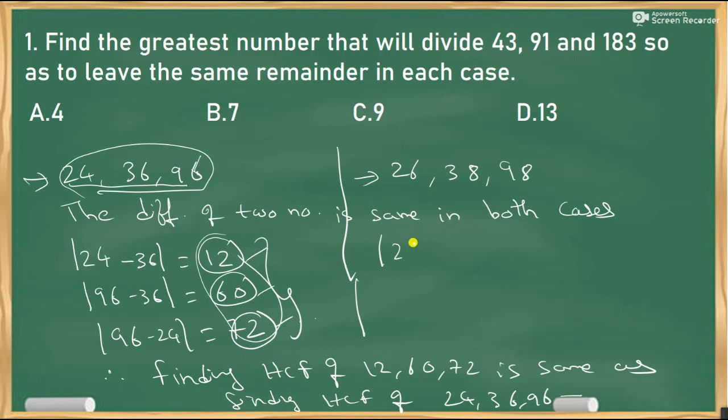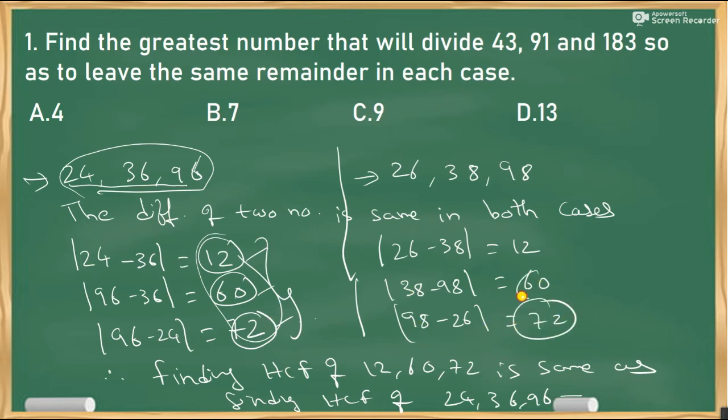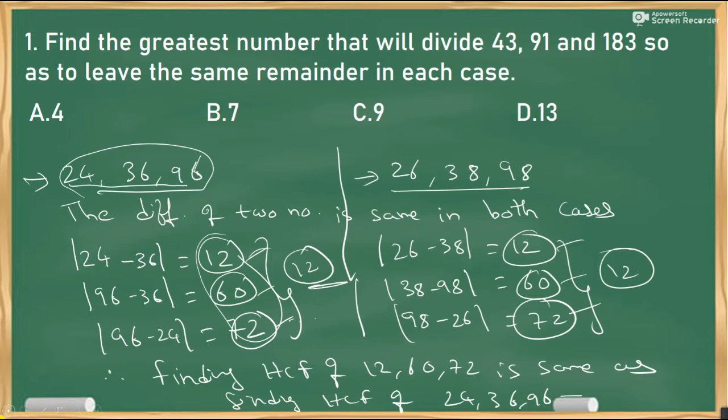26 minus 38, the difference will be 12. Next, 38 minus 98, the difference will be 60, and 98 minus 26, the difference will be 72. If you check, the differences in both the cases are the same. That means the HCF value for these three numbers is 12, as well as for these three, and that is why I'm getting the remainder as 2. Hope the concept is clear.